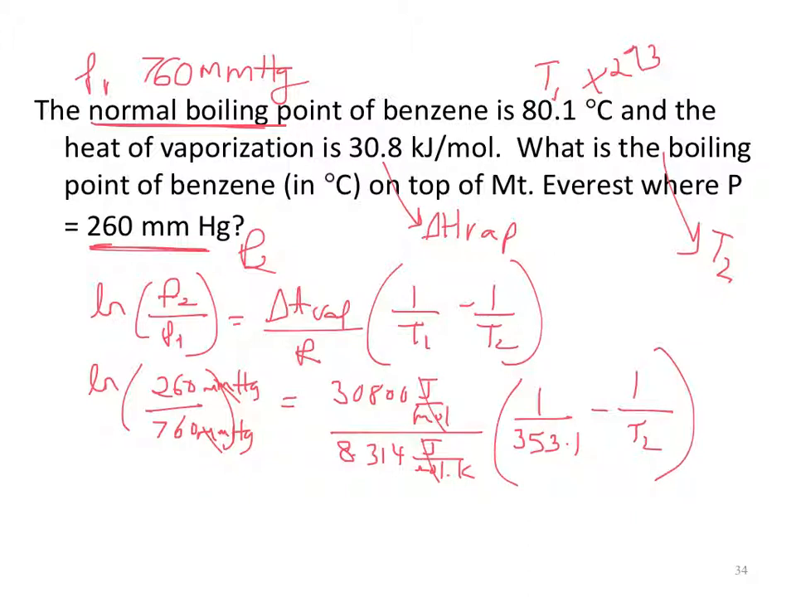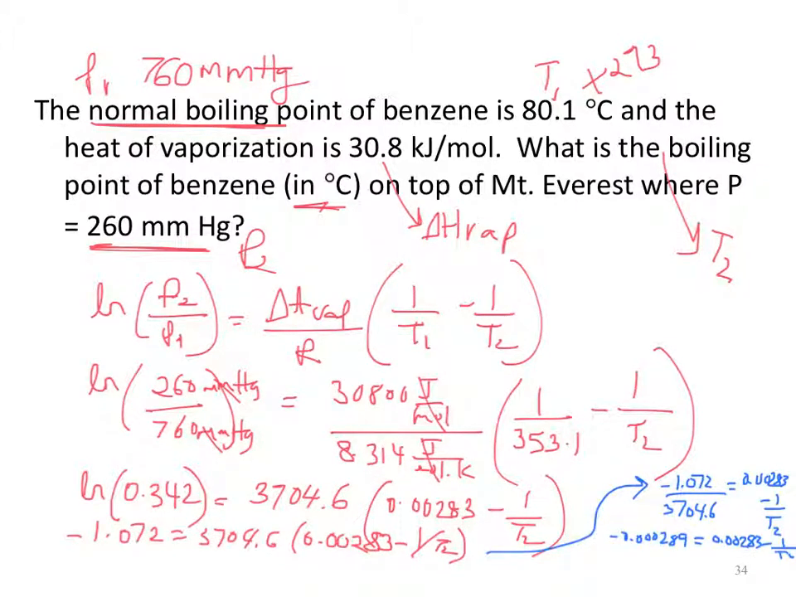T2 is what I'm seeking, so that value ultimately will end up in Kelvin. And since they have asked in degrees Celsius, we will have to subtract the 273 out at the end of the day. So let's solve this. When you plug in P2 as 260 and P1 as 760, your left side is panning out to be negative 1.072. 30800, which is what the delta H vaporization was in joules per mole, divided by the 8.314, panned out to be 3706.